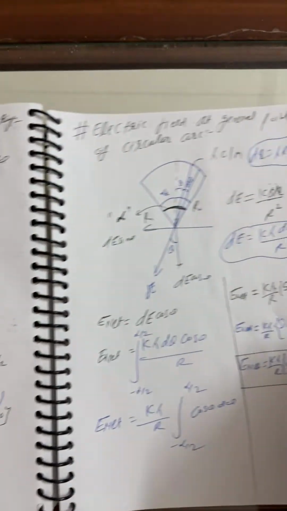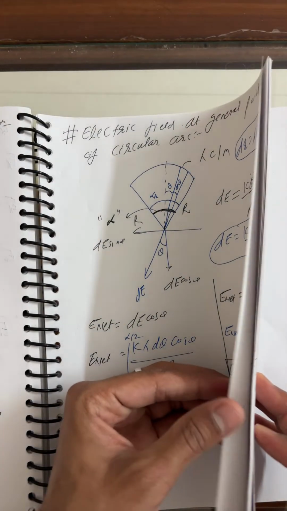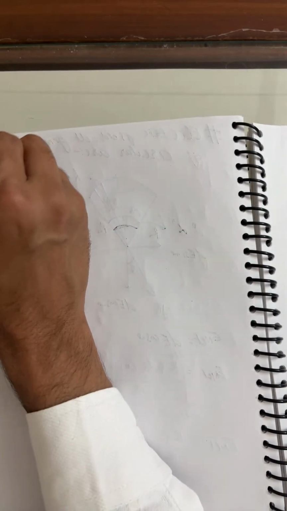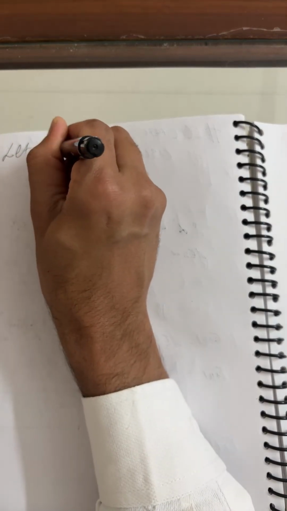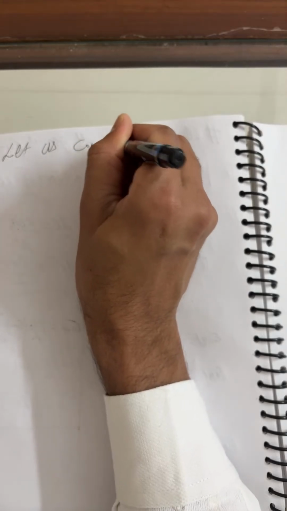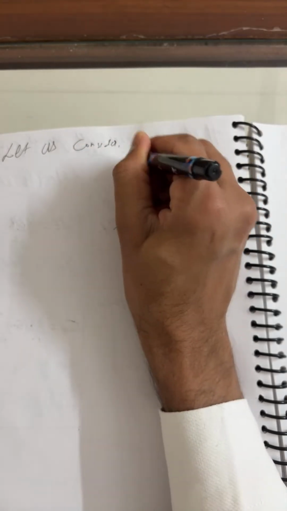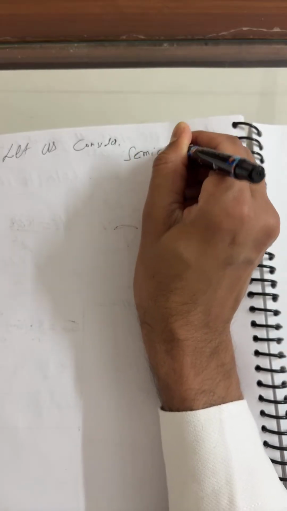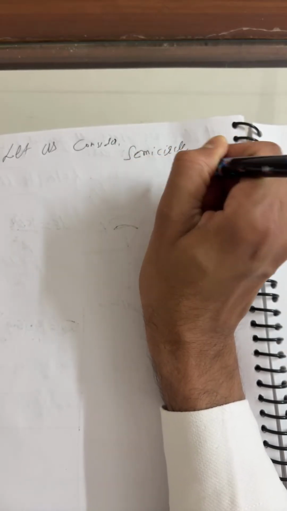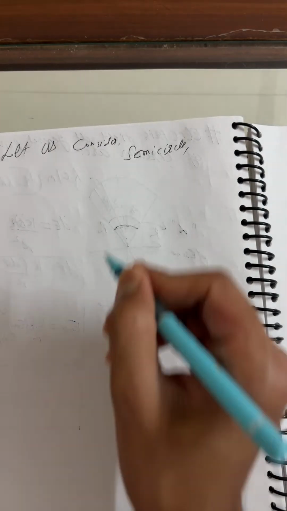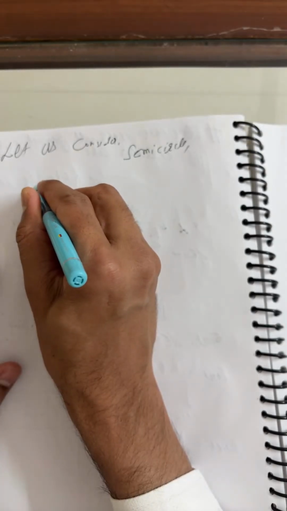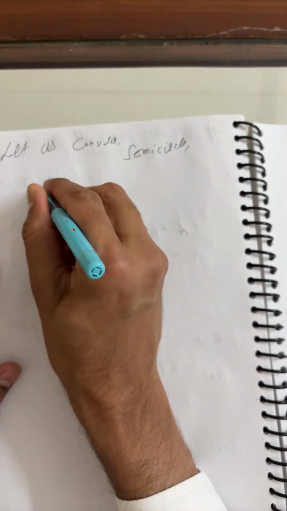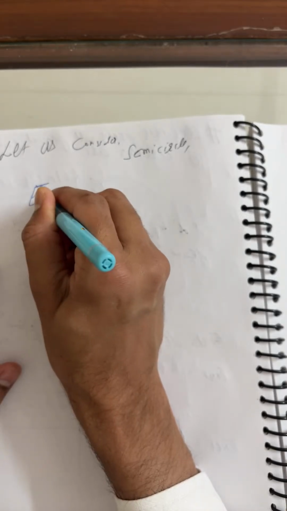Let us take an application of this formula. Let us consider a semicircle. We already calculated the electric field for a semicircle, so just put the value in the formula.